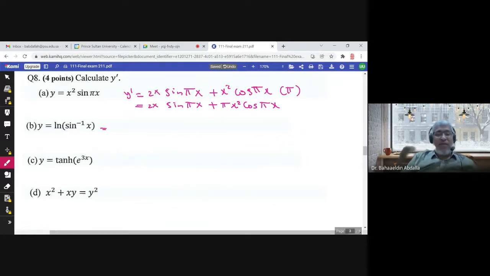Ln sine inverse x: the derivative of ln is 1 over sine inverse x times the derivative of sine inverse, which is 1 over square root of 1 minus x squared. So I can just write it like this.